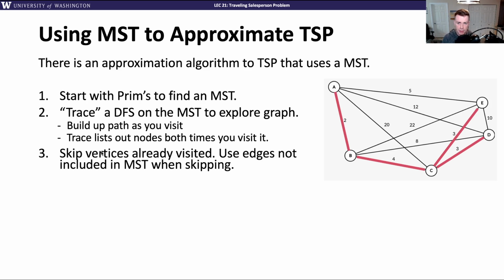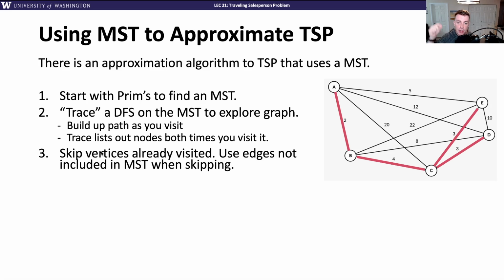Now, here's how this works. We start by running our minimum spanning tree algorithm. We get a minimum spanning tree. Then we run a DFS on this tree, a depth first search. And I use this word trace to highlight that it's going to be a modified DFS.